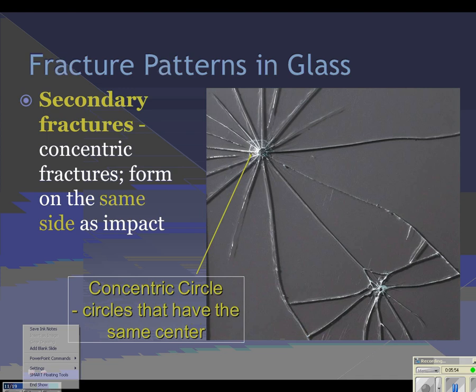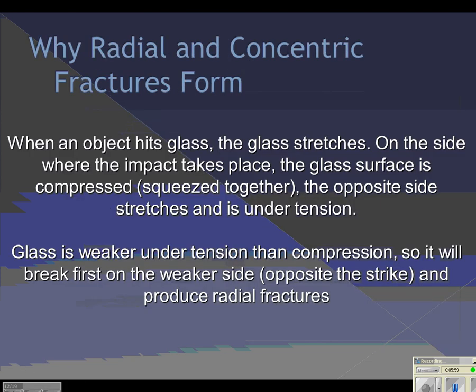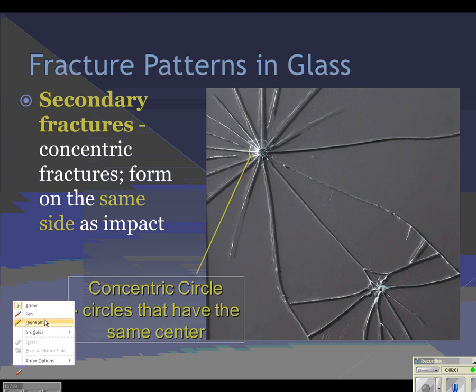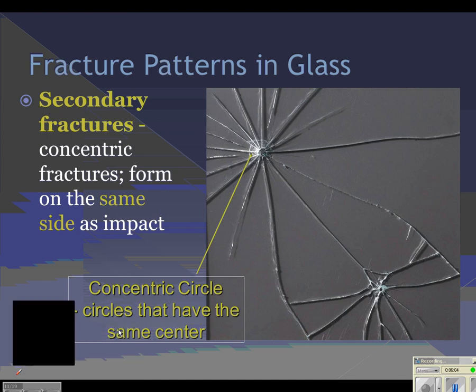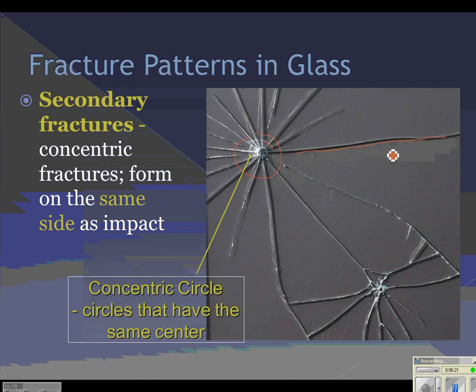If we look at this slide, we can see the different fracture patterns. And the secondary fracture is actually concentric fractures, which form on the same side as the impact. So we can see the concentric fractures right here. You see these little lines that are going in between. These are the radial fractures. Those are the primary, and remember we just said that they form on the opposite side of the glass, but they form first because the glass stretches and breaks on the opposite side.